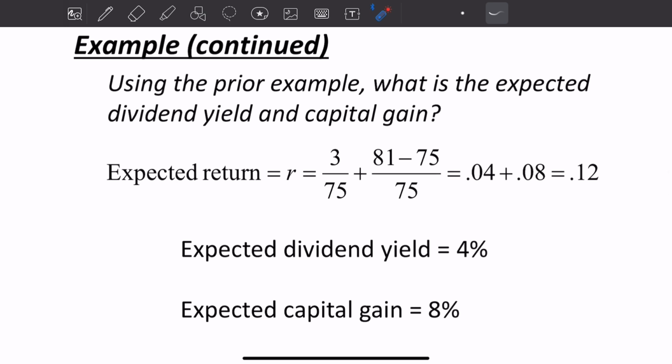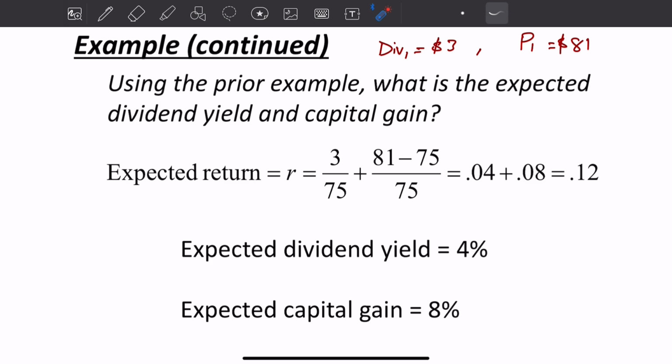Using the prior example, again, the one where the dividends were $3 and P1 was $81, what is the expected dividend yield and capital gain? Notice that this example is specifically asking you to calculate each one of these components separately. So we can simply do this.